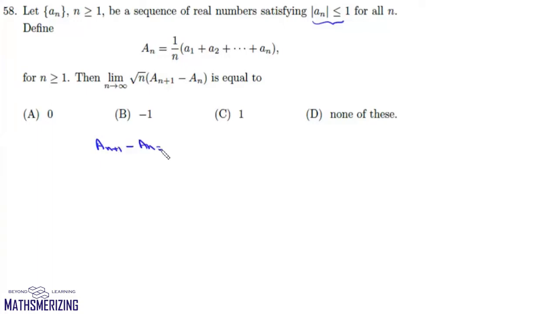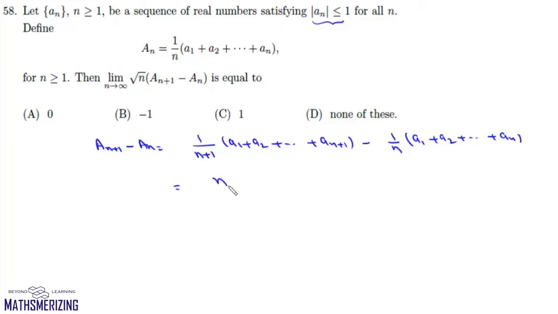minus An, which will be simply 1 upon (n plus 1) times (a1 plus a2 plus ... plus a(n+1)) minus 1 by n times (a1 plus a2 plus ... plus an). Now we can simplify this as n times a(n+1) minus a1 minus a2 minus ... minus an, upon n into (n plus 1).